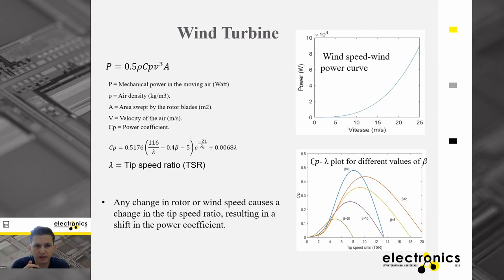For the basic wind turbine equation, P is the mechanical power in the moving air, rho is the air density, A is the area swept by the rotor blades, V is the velocity, and Cp is the power coefficient. In figure one, the wind speed and wind power curve change. The second shows the Cp power coefficient versus lambda for different values of beta. Any change in rotor or wind speed causes a change in tip speed ratio, resulting in a shift in the power coefficient.